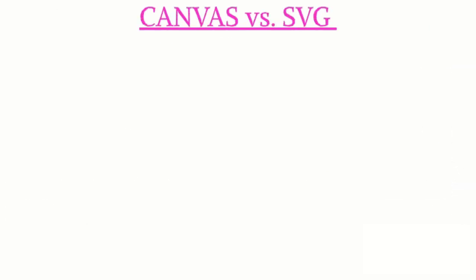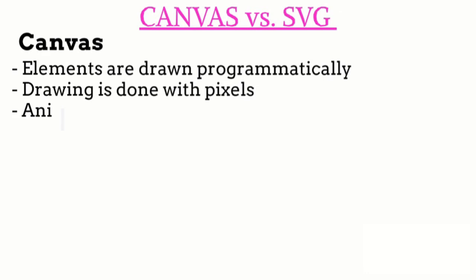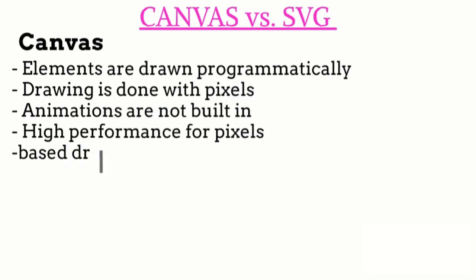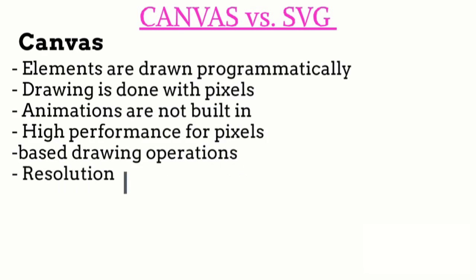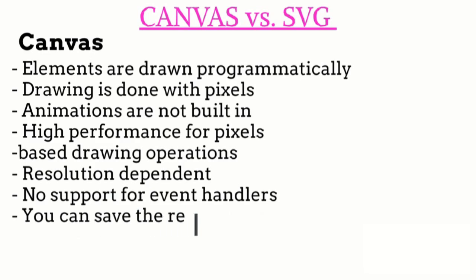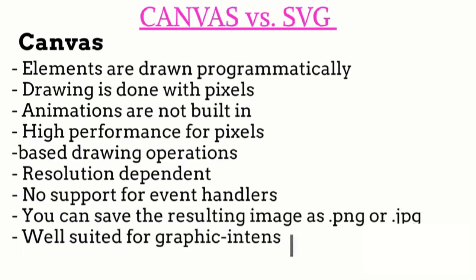The features of Canvas are as follows. Elements are drawn programmatically. Drawing is done with pixels. Animations are not built in. High performance for pixel-based drawing operations. Resolution dependent. No support for event handlers. You can save the resulting image as .png or .jpg. Well suited for graphic-intensive games.